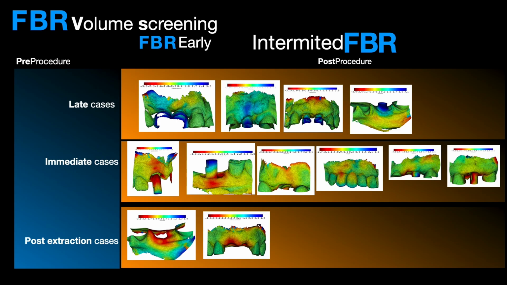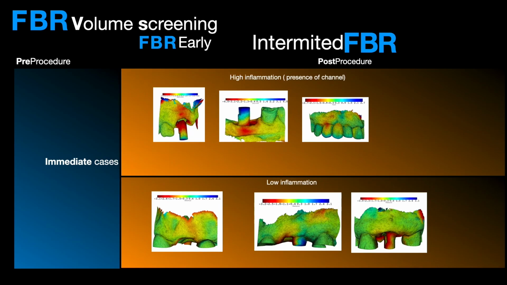Immediate cases got decrease really, and post extraction also have a decrease, but not much of the width of the process is not disrupted. We got immediate cases where we got mixed case, and the late cases where we got increase. So if we divide immediate cases into the one with high inflammation versus the one with low, we can see that the one with low inflammation have very little resorption to nothing.